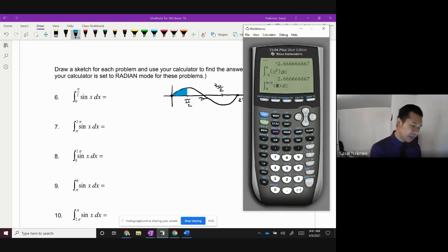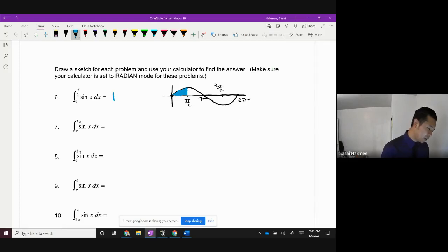In the bottom here, I'm going to go ahead and put in my trig function, sine of x. And this is a dx right there. Go ahead and press enter. And I get 1. That's it. The area that is in blue right there is going to equal 1.